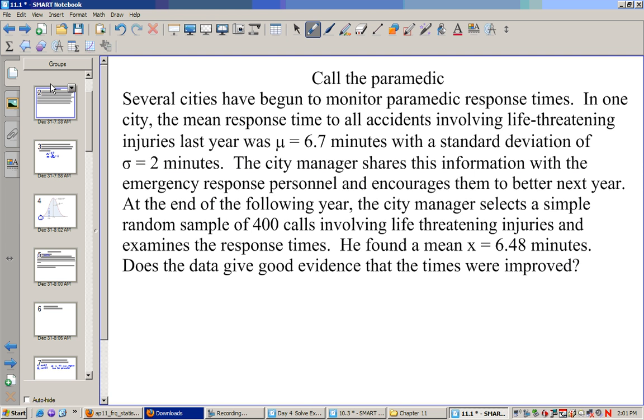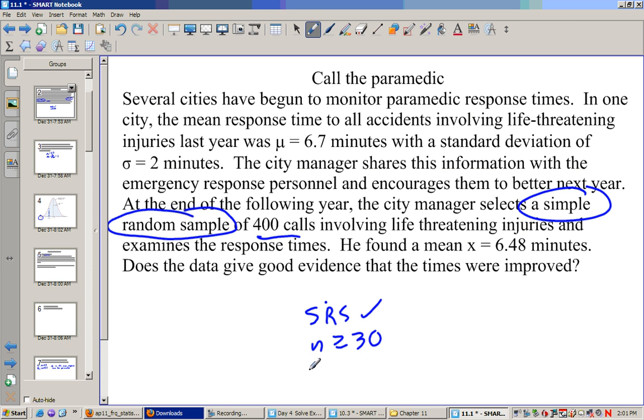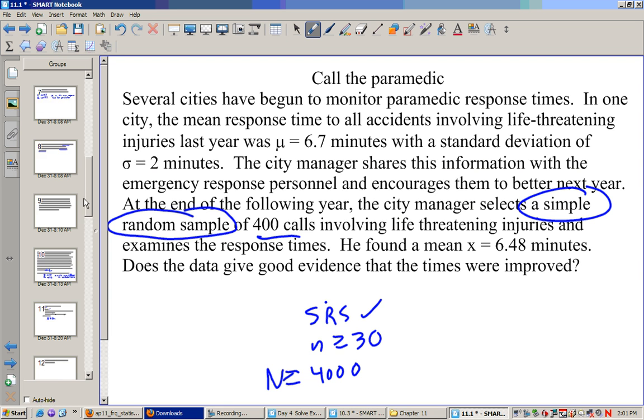Well, let's go up to the paramedic example. It says that he took a simple random sample. That's our SRS. So we have that. It has 400 calls, so n is greater than 30. That looks good. Central limit theorem will say that's approximately normal. And we'd have to assume that there's more than 4,000 calls to the paramedics within a year for each thing to be independent.